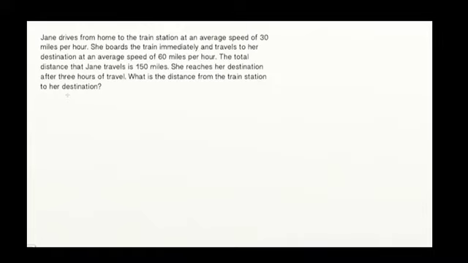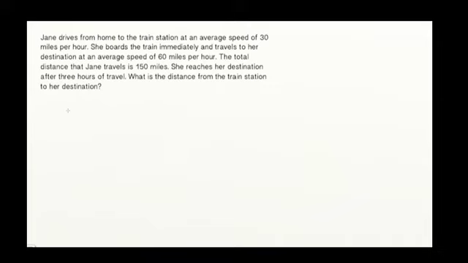Jane drives from home to the train station at an average speed of 30 miles per hour. She boards the train immediately and travels to her destination at an average speed of 60 miles per hour. The total distance that Jane travels is 150 miles. She reaches her destination after 3 hours of travel. What is the distance from the train station to her destination?